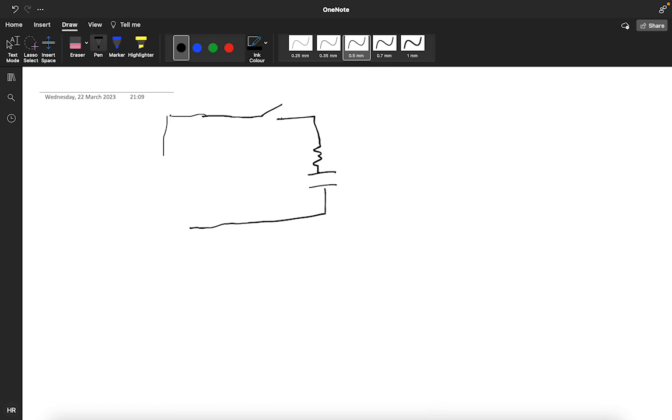We can take the voltage as positive or negative, that is V naught, I am taking. Okay, and at t equals 0 the switch is getting closed. This is my R, this is my C.